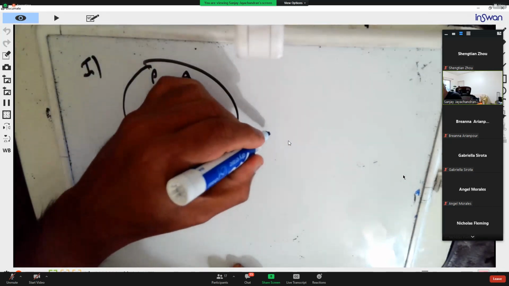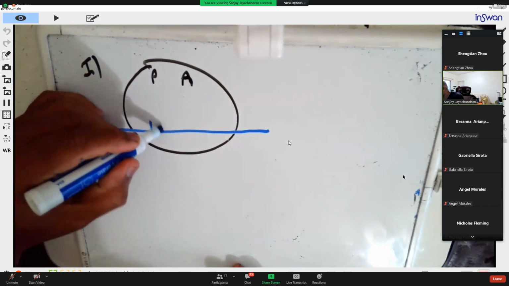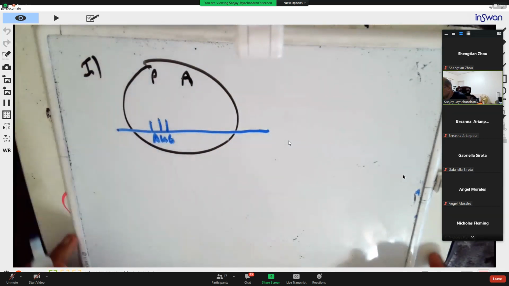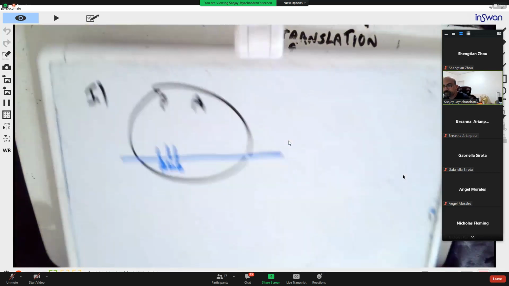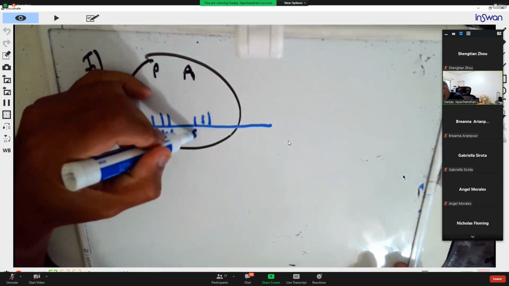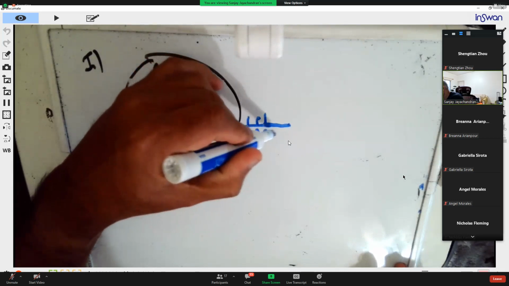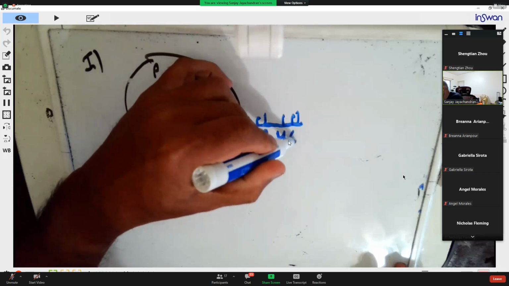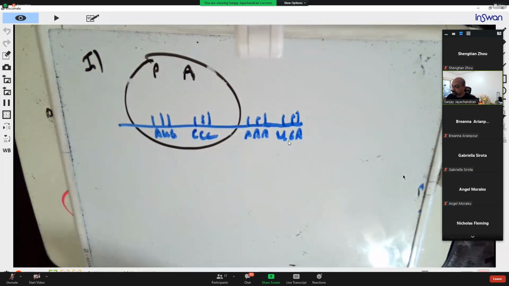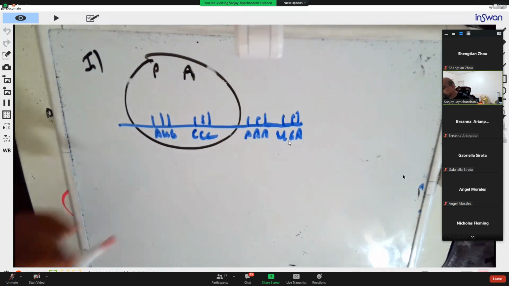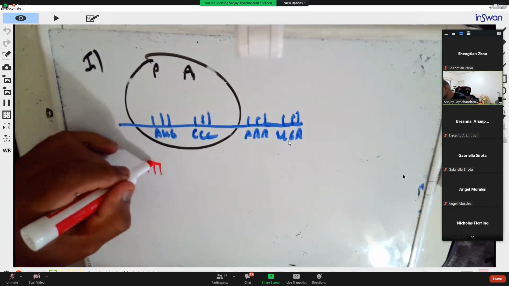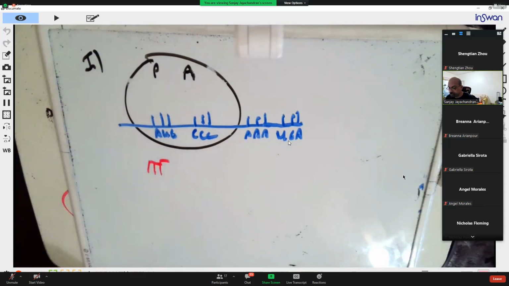So this is the ribosome. The mRNA is going to come down here: AUG, CCC, AAA, UGA. So my mRNA is at the ribosome. Now, we begin translation. The first tRNA is going to come in, matching up to AUG. So we will need to find out what AUG codes for.